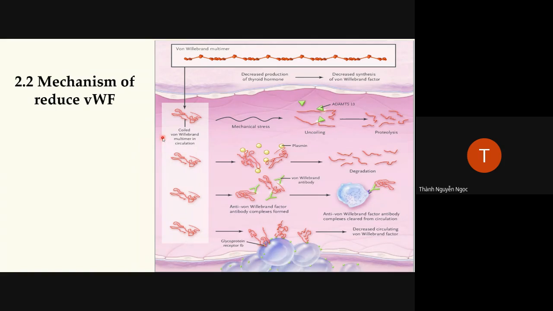Next, I would like to talk about 3 parts, which are also important parts that we need to understand well, including mechanism of reduced von Willebrand factor, consequence of reduced von Willebrand factor, typical presentation, diagnostic, evolution, and management. For the mechanism of reduced von Willebrand factor, we will divide the mechanisms of reducing von Willebrand activities in aVWD into 2 parts, including immune and non-immune mechanisms.